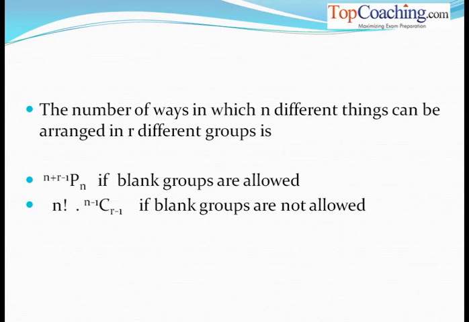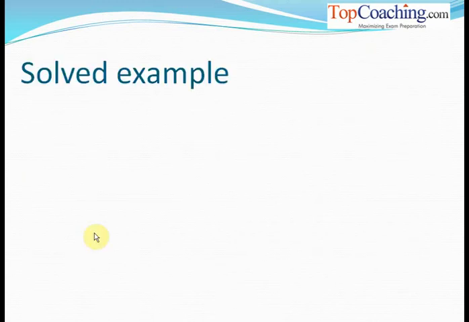Thus we can say that the number of ways in which n different things can be arranged in r different groups is (n+r-1)Pn if blank groups are allowed, and n! × (n-1)C(r-1) if blank groups are not allowed. Let's solve an example based on the above formula.